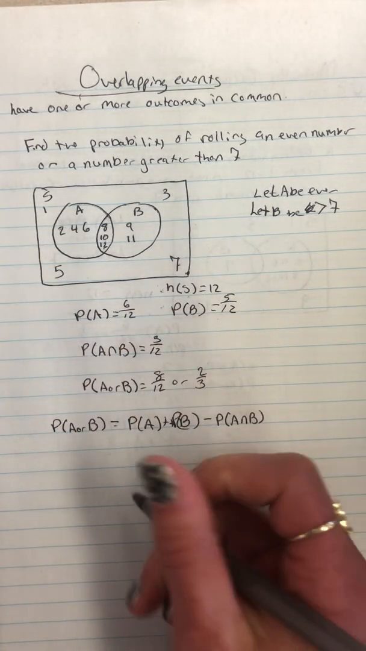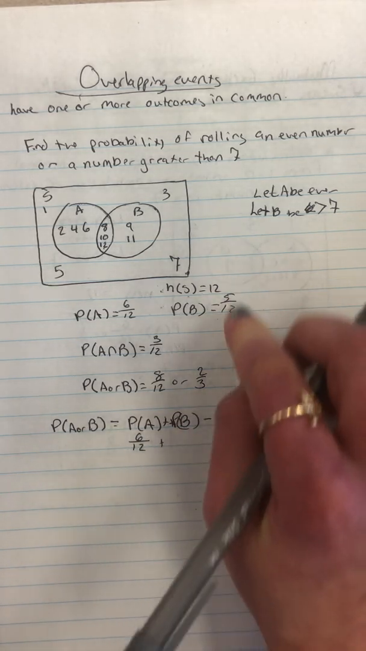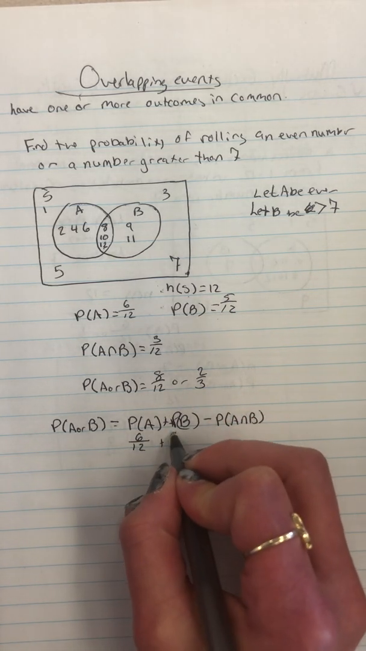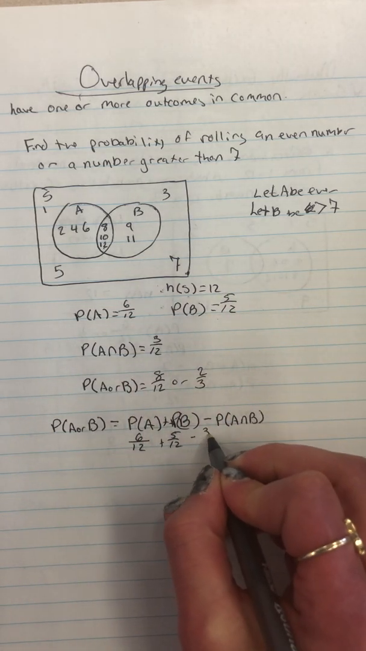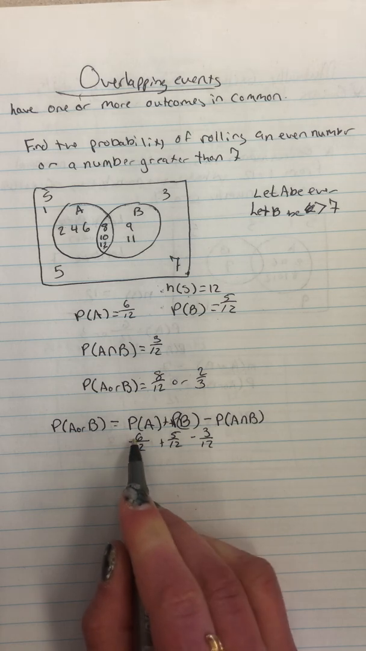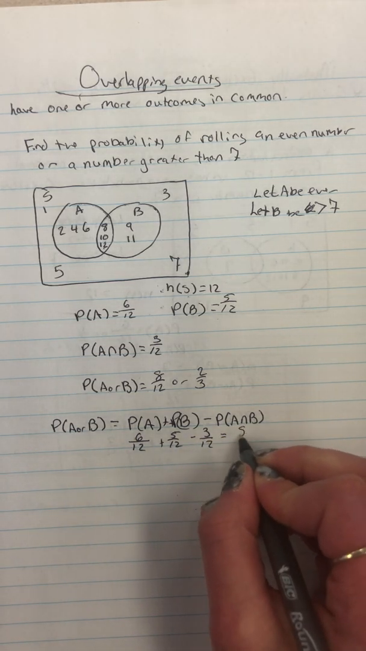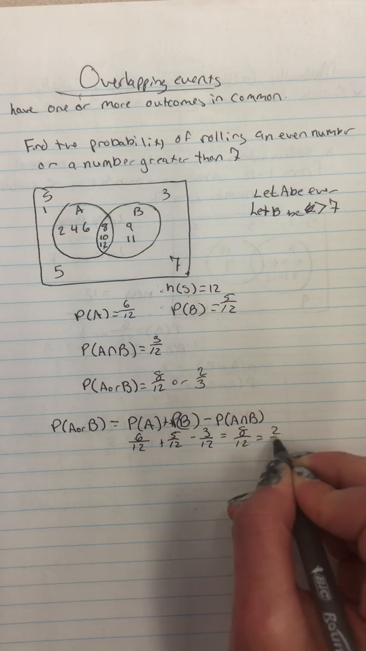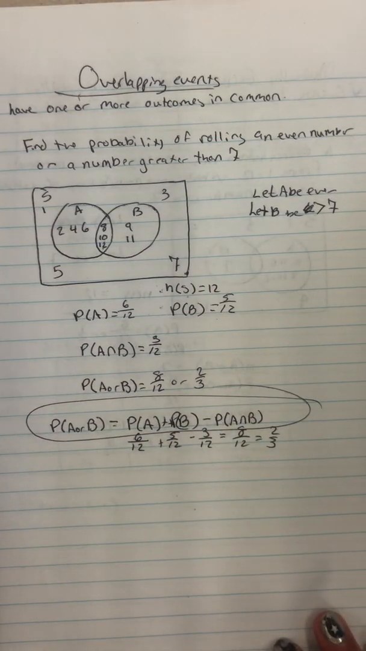Let's test that. So the probability of A is 6 over 12. The probability of B is 5 over 12. And the A union B is 3 over 12. Well, 6 plus 5 is 11 minus 3. It's going to be 8 over 12, or 2/3. So this is the rule we're going to use for overlapping events.